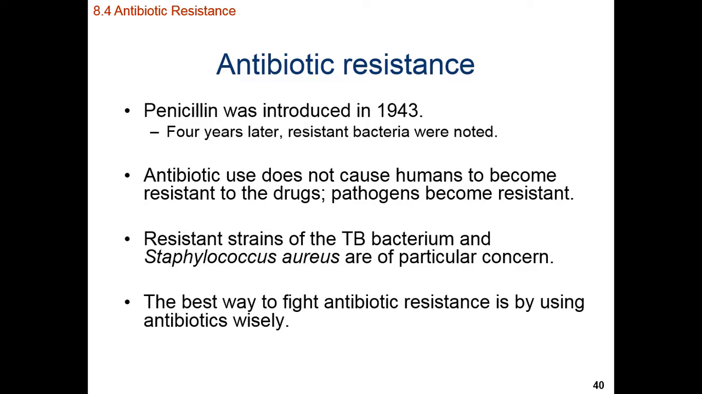The resistant strains of tuberculosis, for example, and Staphylococcus aureus are very concerning right now. The best way that we can fight antibiotic resistance, particularly, is to use antibiotics wisely. Don't overuse antibiotics, so things like antibiotic hand soap, that's a faux pas. That's a big no-no, because that's going to increase environmental antibiotic exposure to bacterial strains. But if you are sick and you're prescribed a regimen of antibiotics by your physician, you should take all of those antibiotics the physician has prescribed to you.